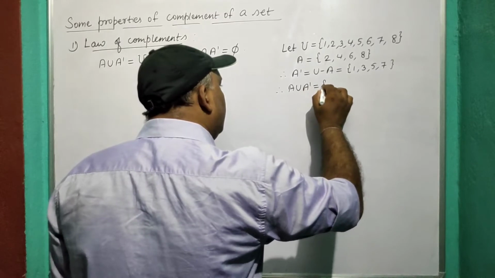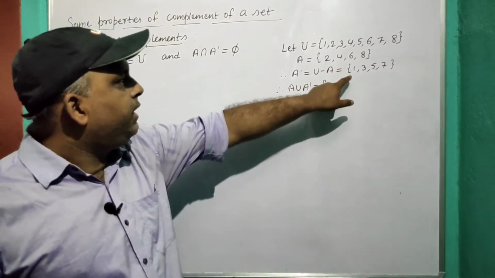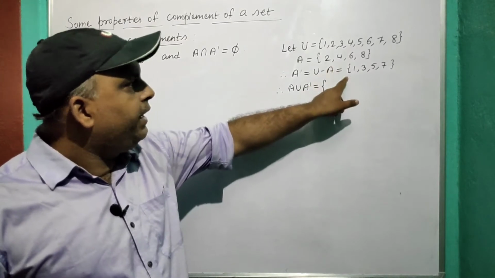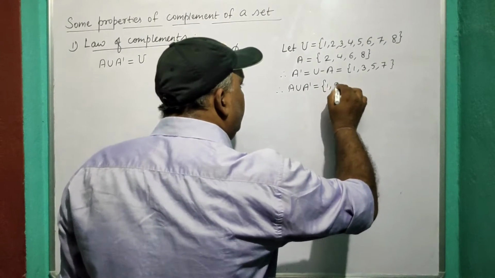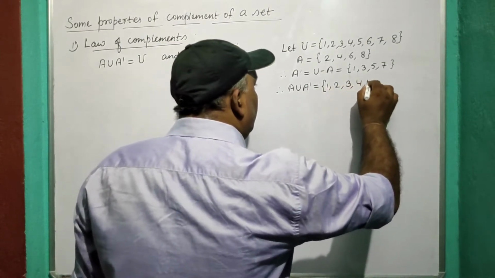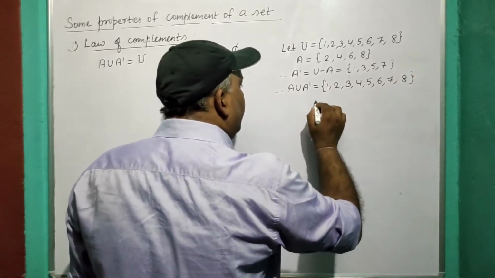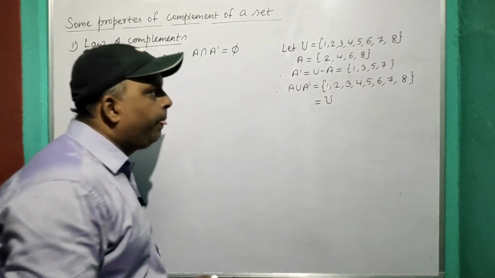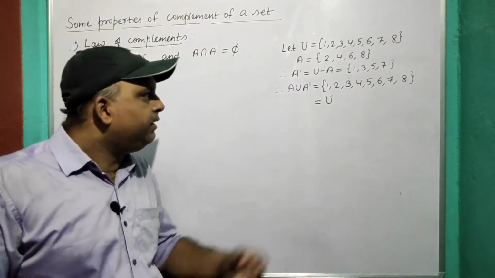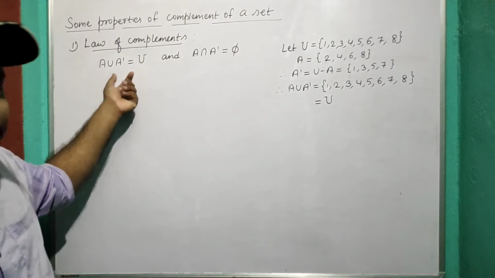When you find the union of A and A dash, we observe that it contains all the elements of A and A dash, and that is equal to 1, 2, 3, 4, 5, 6, 7, 8. And observe that this is nothing but your universal set. It means A union A dash is your universal set. So this is your first property.